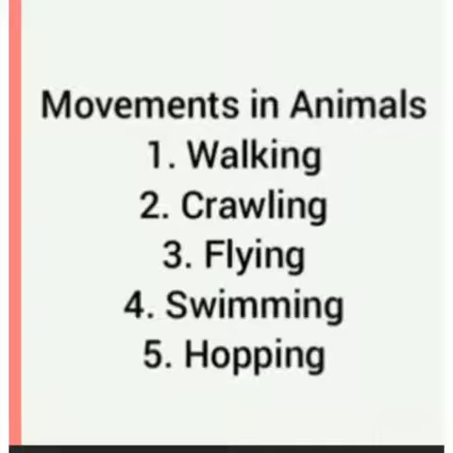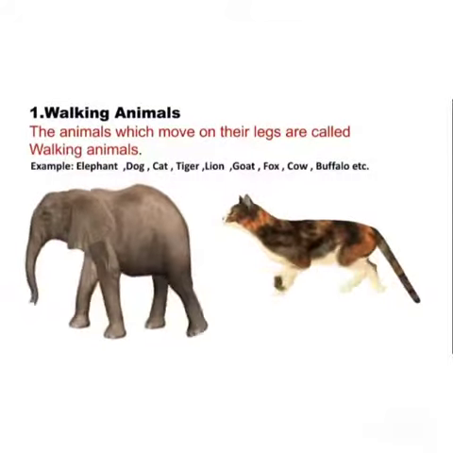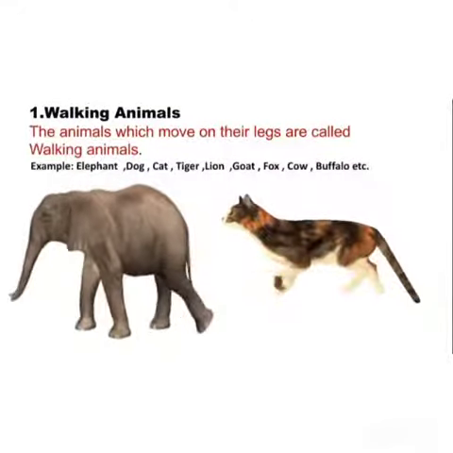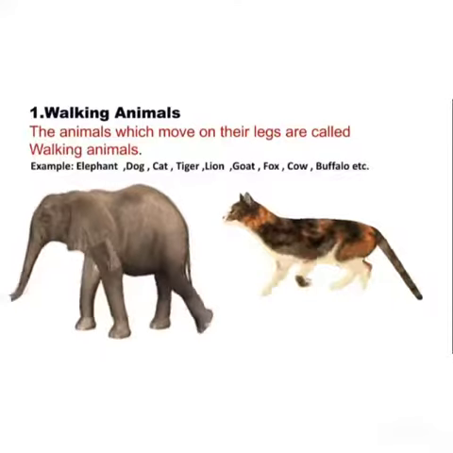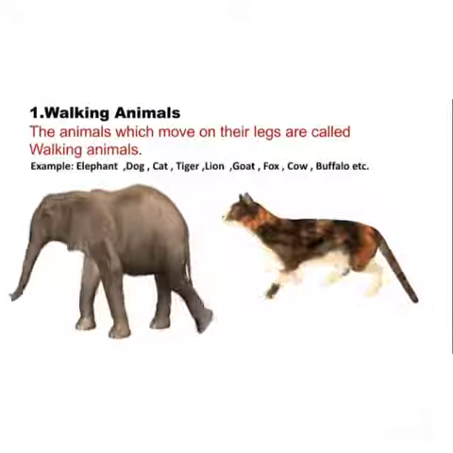First one, walking animals. The animals which move on their legs are called walking animals. Example, elephant, dog, cat, tiger, lion, goat, etc.